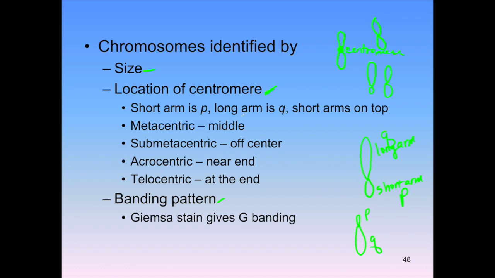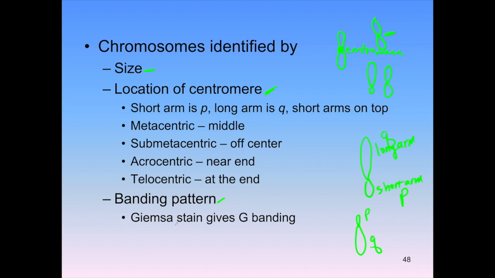If the centromere is smack in the middle, like we have over here, then it's called metacentric. If it's off-centered, it's called submetacentric. If it's really close to the end, it's called acrocentric. And if it's at the very end, it's called telocentric. Look at some pictures of it.